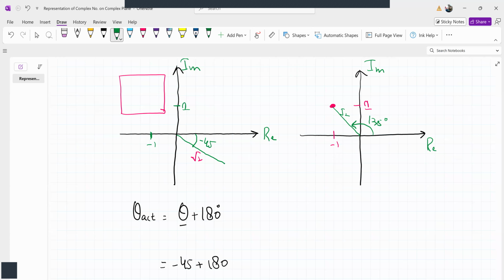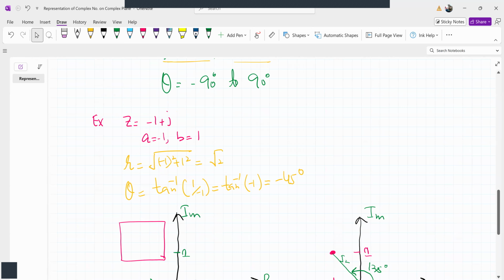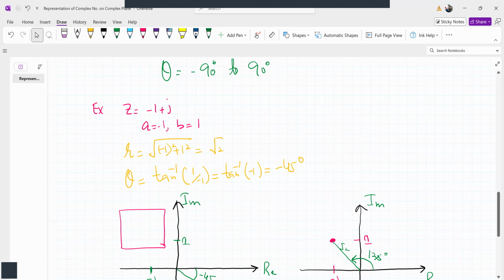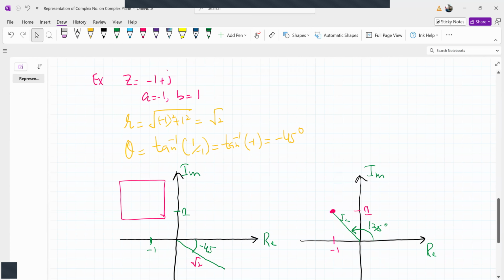Okay, so let me explain it one more time. Suppose we are plotting a complex number on a complex plane. The first thing you need to check is always whether the complex number lies in the first, second, third, or fourth quadrant. Otherwise, if you do it directly using commonly used calculators, or the calculator application on the mobile phone, the result may be wrong.